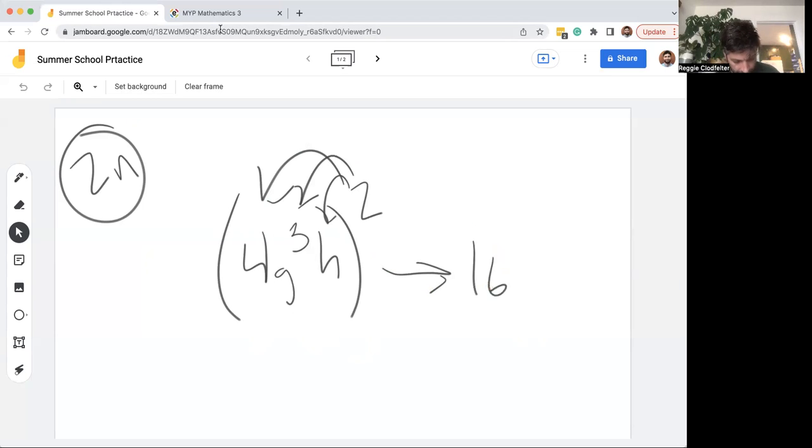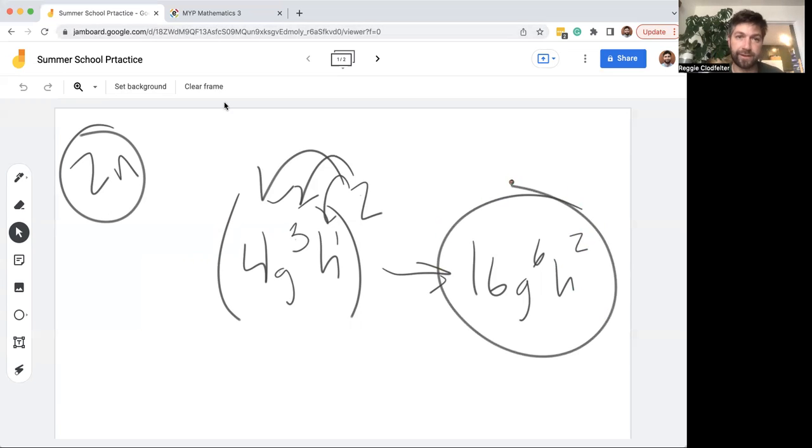Now, power of a power, I have g to the 3rd, squared, so I'm not going to add them, I'm going to multiply them, g to the 6th. And then I have h, which is like h to the 1st, squared. I'm going to multiply them, 2 times 1, get h squared. So it's just 16 g to the 6th, h squared. That's going to be the end of this video.